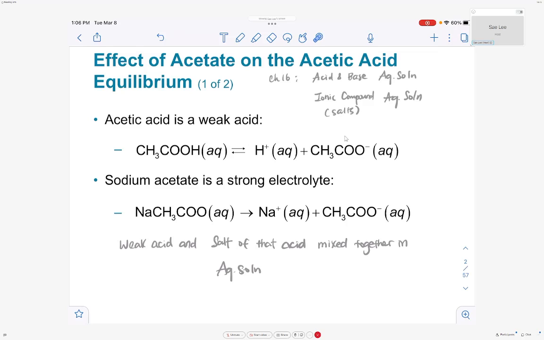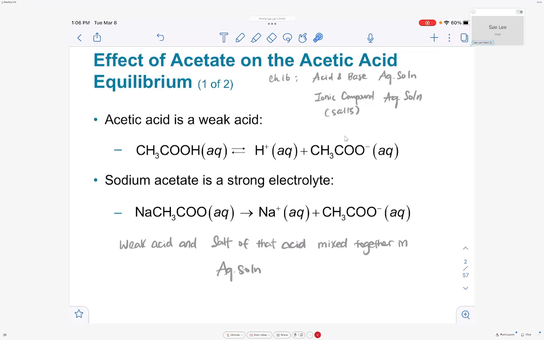So let's say the weak acid is acetic acid, and the soluble salt of that acid is sodium acetate. Okay, so the weak acid is acetic acid. The salt of that acid is sodium acetate.